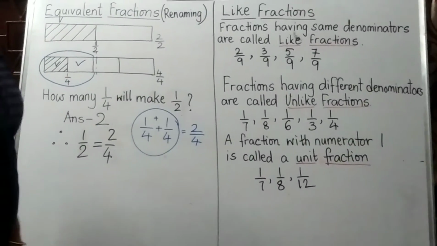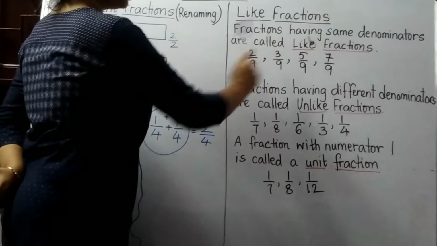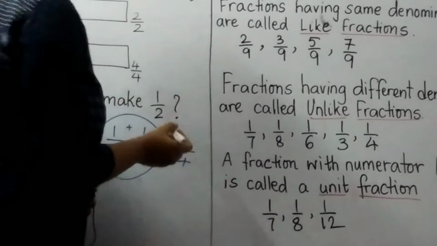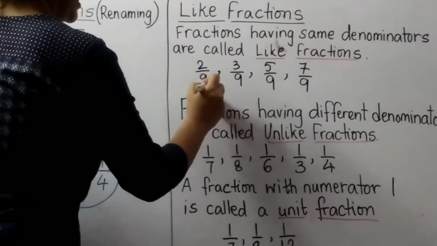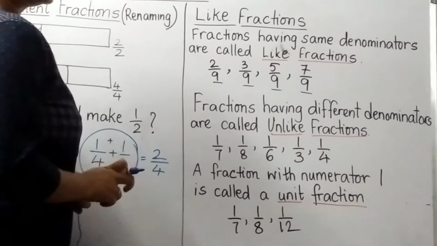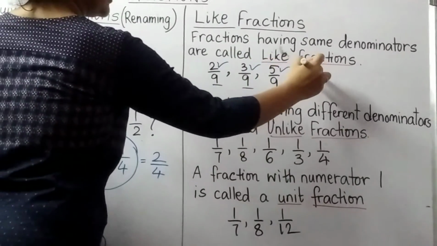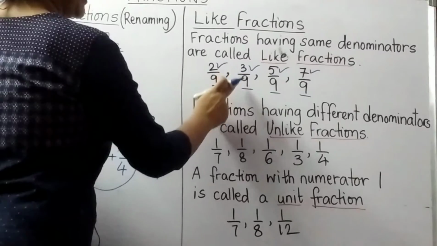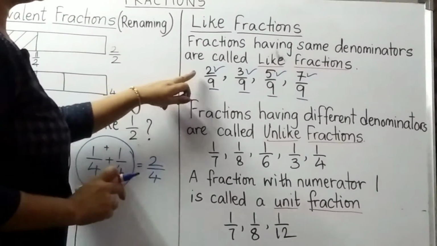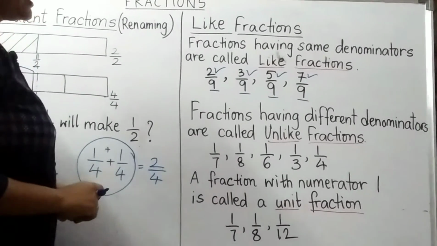Now moving on to like and unlike fractions. Fractions having same denominators are called like fractions. Now look at these fractional figures. 9, 9, 9 and 9. That means they are having the same denominators. Only the numerator part is changing. 2 by 9, 3 by 9, 5 by 9, 7 by 9. So these types of fractions with the same denominators will be termed as like fractions.